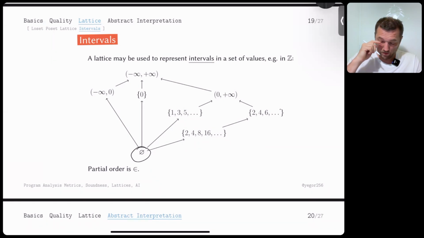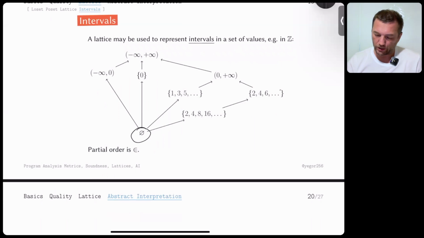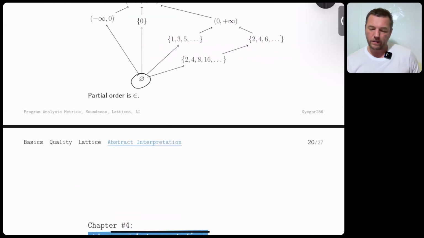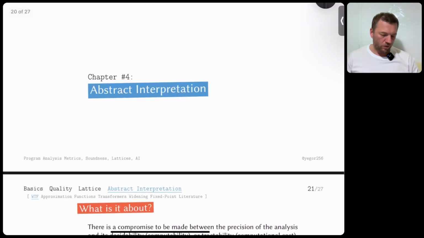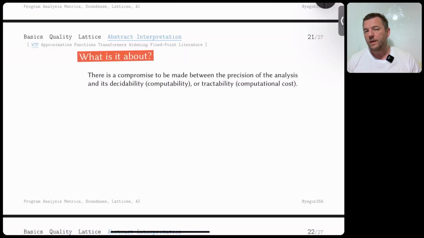People use these lattices with intervals, with subsets, a lot, especially for abstract interpretation. And now finally, abstract interpretation. Abstract interpretation is the mechanism which, like I said before, is supposed to help you reason about the program without actually getting down to concrete evaluation of the program.